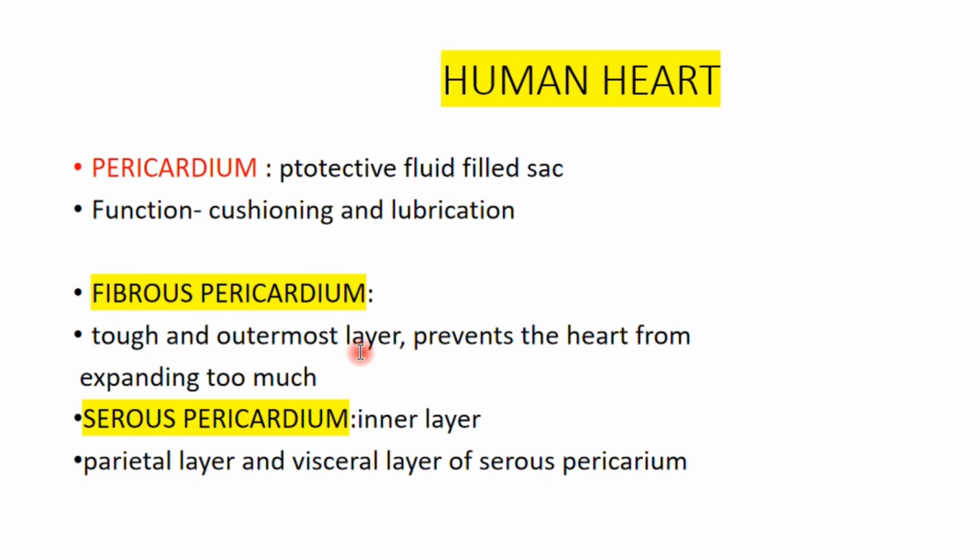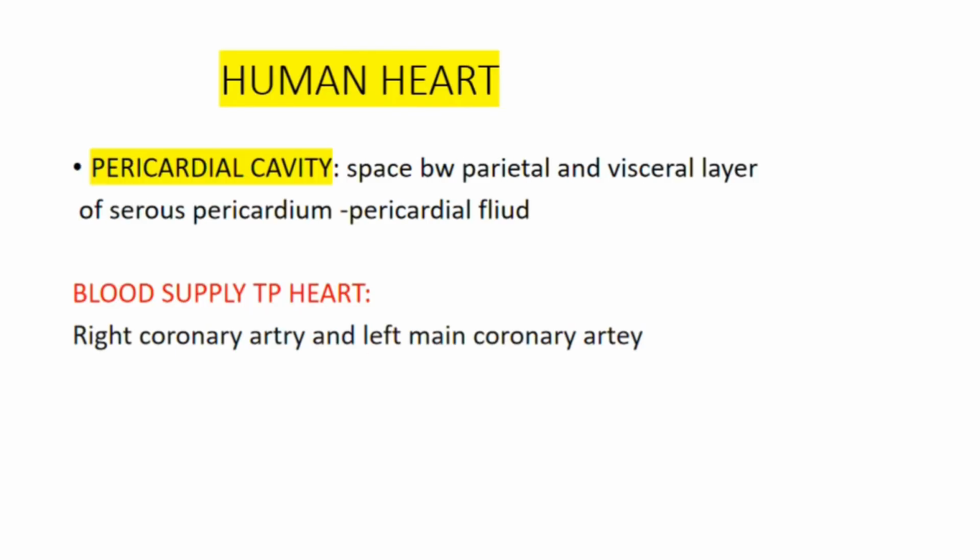The parietal layer is the layer that is firmly attached to the fibrous pericardium, and the visceral layer of serous pericardium is the innermost layer of the pericardium. It is the layer that directly covers the heart, and the portion that covers the heart is called the epicardium. The pericardial cavity is the space between the parietal layer and visceral layer of serous pericardium, which contains a fluid called pericardial fluid.